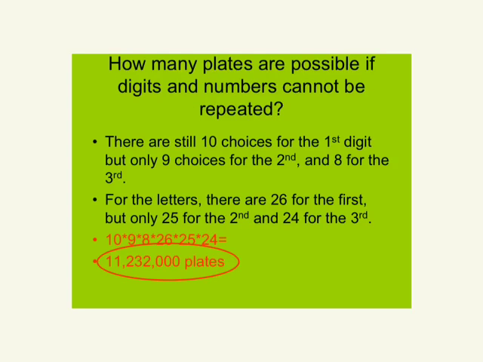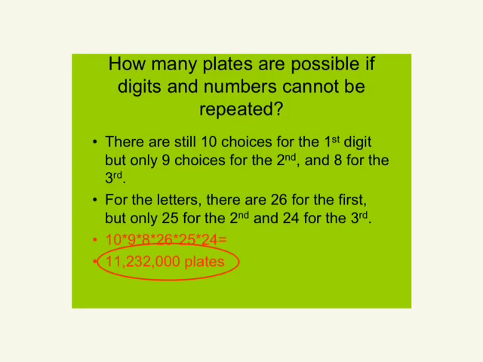Alright, now let's take a look at this next question. How many plates are possible if digits and numbers cannot be repeated? Well, there's still going to be 10 choices for the first digit. But since numbers cannot be repeated, whatever number we use for the first digit cannot be used for the second. So that would leave only 9 choices for the second and only 8 choices for the third. For the letters, there would be 26 for the first, but only 25 for the second and 24 for the third.